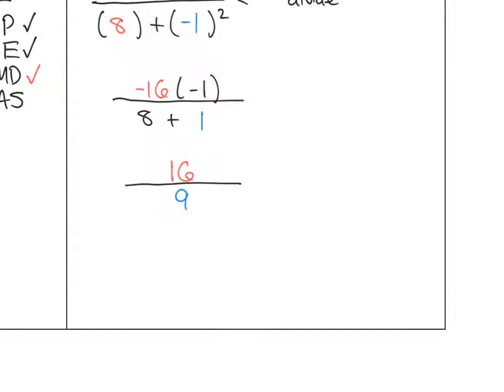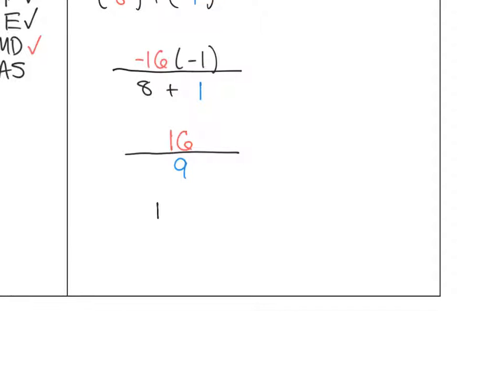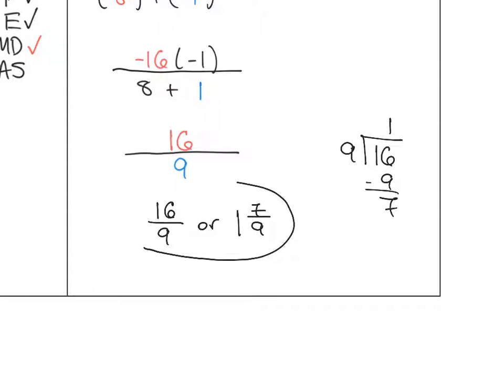9 will not go into 16 an even number of times, and so as an improper fraction, this is 16 over 9. If I want to make it a mixed number, which I would like you to do, we can take 16 divided by 9. It will go in once, and I'll have a remainder of 7. So this is going to be the mixed number 1 and 7/9. Anytime you get a problem where your answer is an improper fraction, I want you to give both the improper fraction and the mixed number answer. So we're going to say 16/9 or 1 and 7/9.